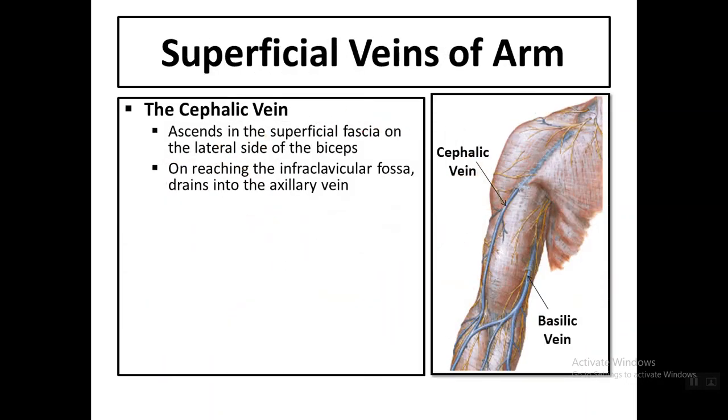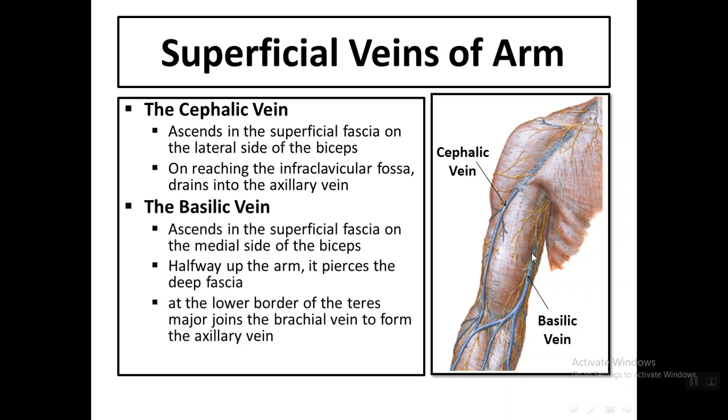In the superficial fascia, after removal of the skin, we will find the superficial veins of the arm. These are important veins. We have two major veins. The first one is the cephalic vein. The cephalic vein ascends in the superficial fascia on the lateral aspect of the biceps muscle. On reaching the infraclavicular fossa, it will drain into the axillary vein.